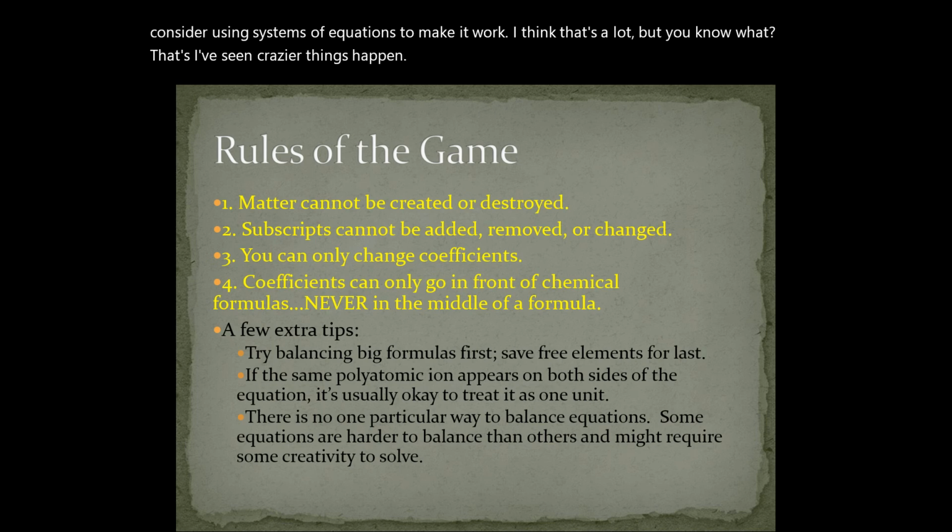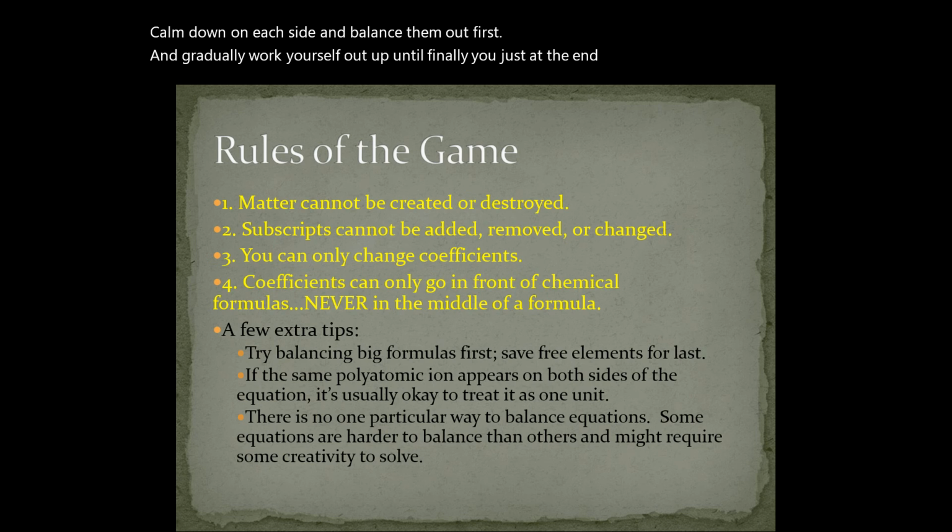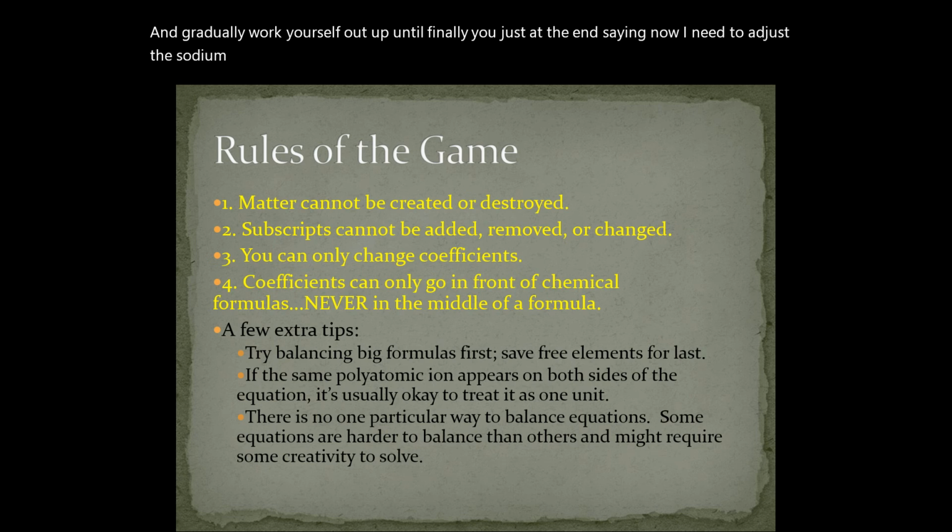My suggestion is first take care of the elements that are in one compound on each side and balance them out first. And gradually work yourself up until finally you're just at the end saying, well, now I need to adjust the sodium atoms. How many more do I have? Okay, so let's look at some examples.